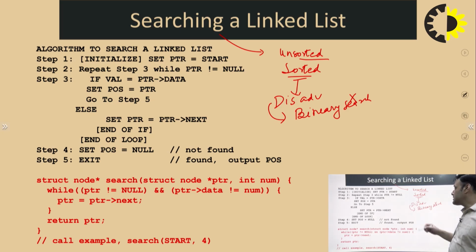Now the question is how we are going to search for an element in a sorted list. Then we will use the relational operators, less than or greater than.